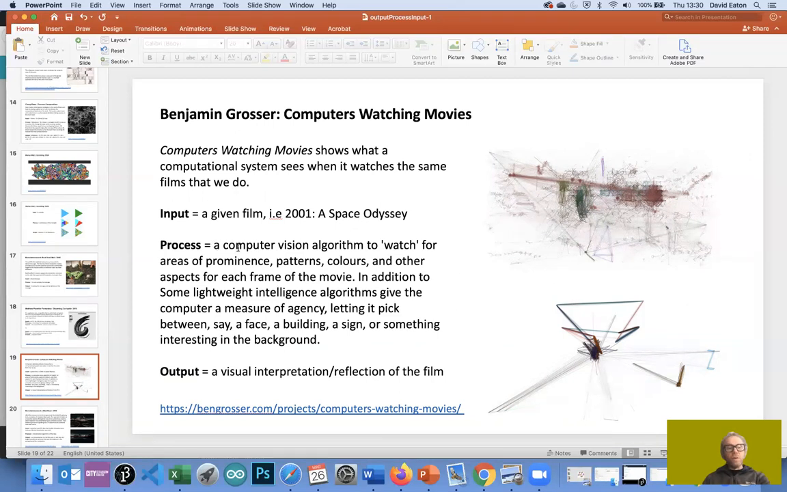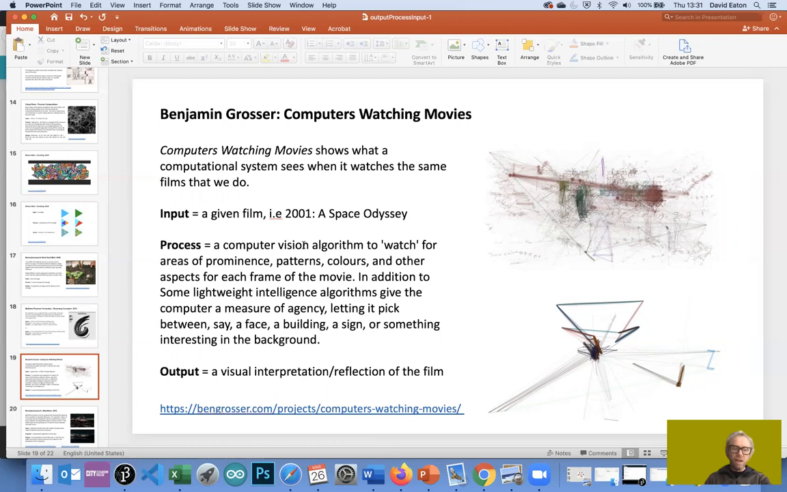Yeah. So it was a computer vision algorithm to watch for areas of prominence, pattern, color, and other aspects of each frame in a movie, in addition to some lightweight intelligence algorithms that give the computer a measure of agency, letting it pick between, say, a face, a building, or a sign or something interesting in the background. So there's a fascinating idea here that it's picking up on certain elements.